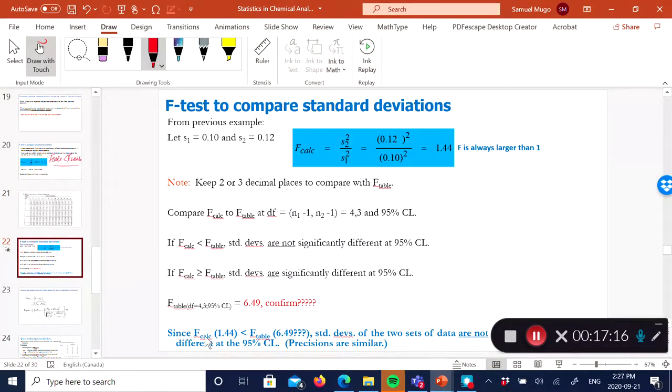And so the F that is calculated, remember, was 1.44, which is much, much smaller than the F from the table. And so basically, the null hypothesis holds true. The two standard deviations are very, very similar, meaning the precision is very, very similar. And so the approach we used to pool the S pooled, remember, was accurate, because the two standard deviations are very similar.